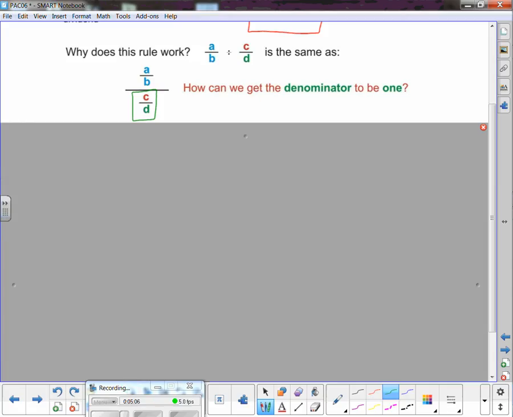If I can get the bottom to be 1, I no longer have a fraction divided by a fraction. So I'm going to multiply C over D by something so that I end up with 1. So that's the thought. What can I multiply C over D by to get 1?